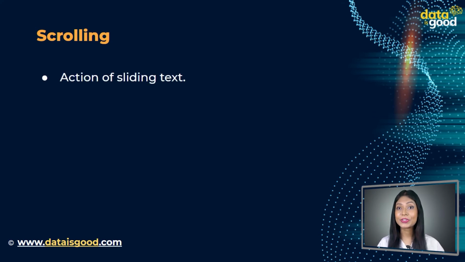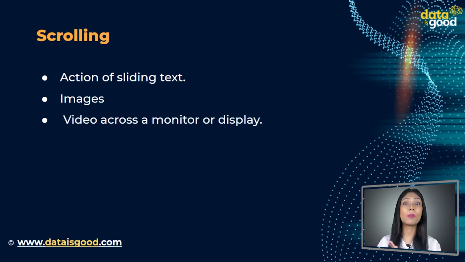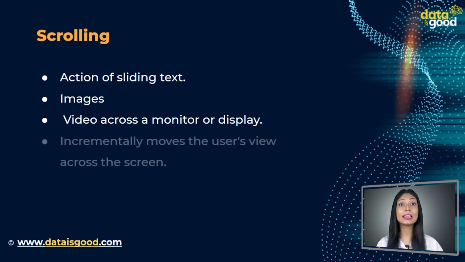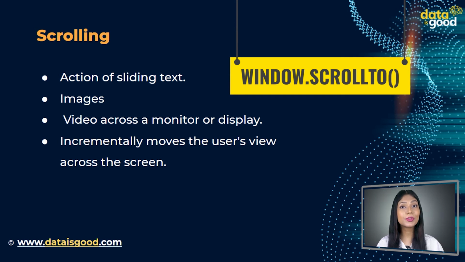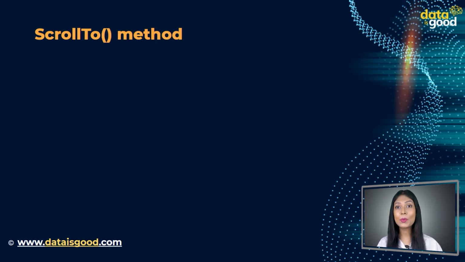Scrolling is the action of sliding text, images, or videos across a monitor or display. Scrolling does not change the layout of the text or the pictures, but incrementally moves the user's view across the screen. In this session, we will be using the window.scrollTo method to scroll across the page. Let us see what the scrollTo method is.